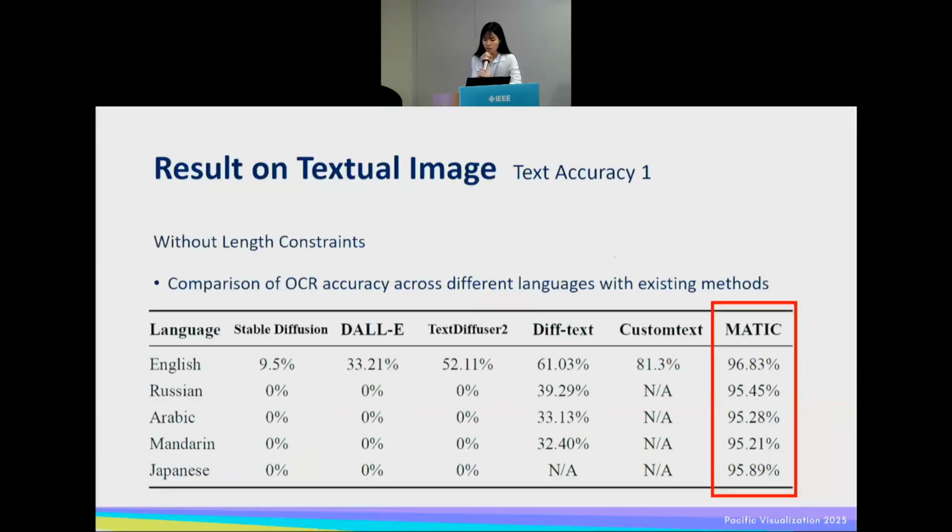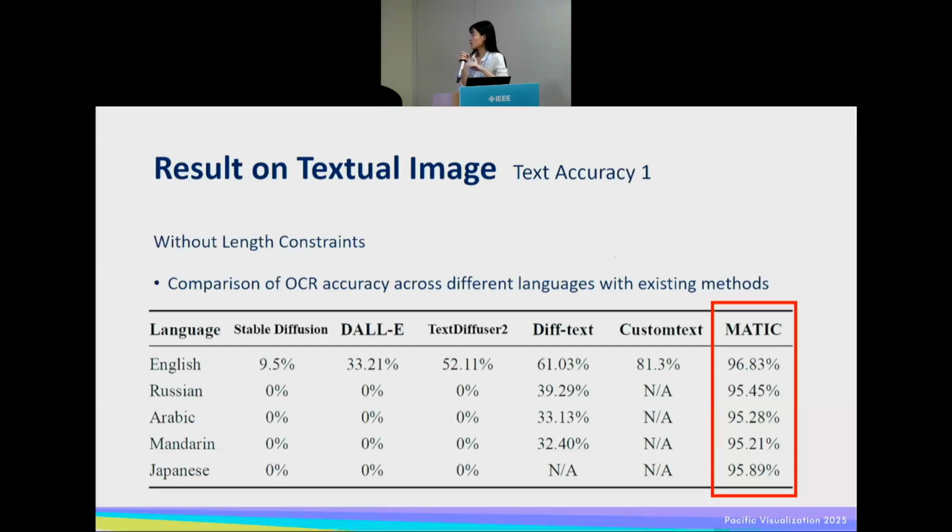So the first one is the result on textual images. We can see this without the length contrast, so we didn't care how many words are in the image. The first ones are Stable Diffusion and DALL-E. These are the two common diffusion models that don't have any interest in textual images.